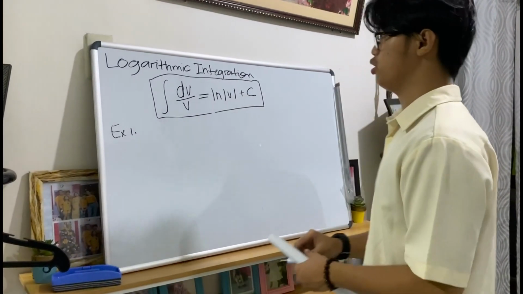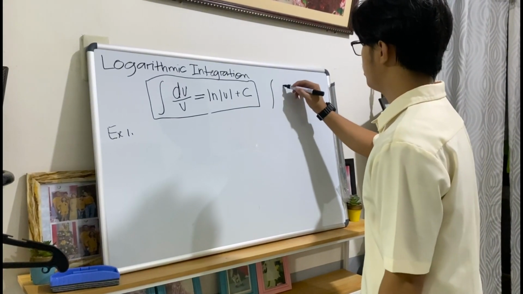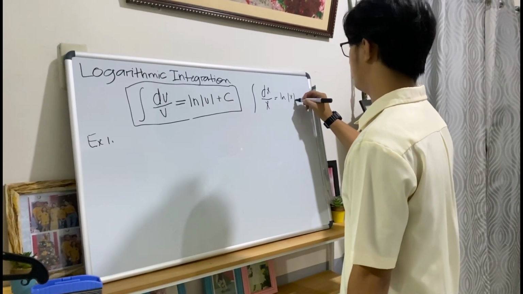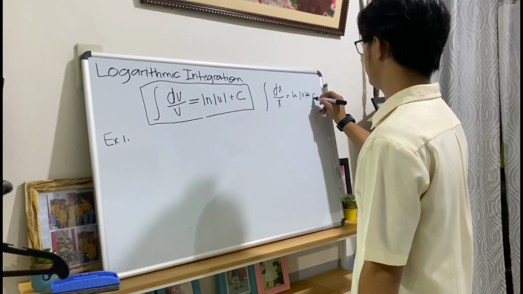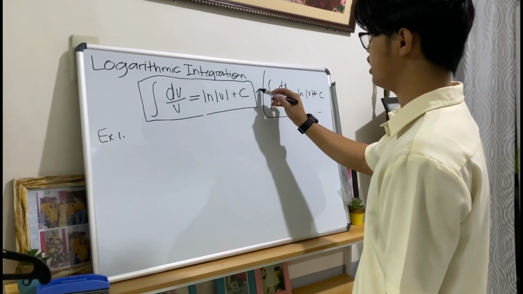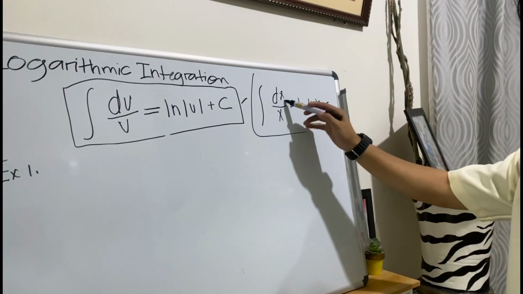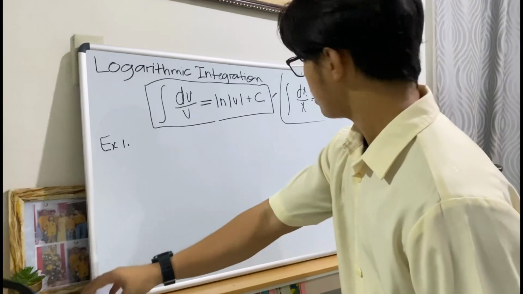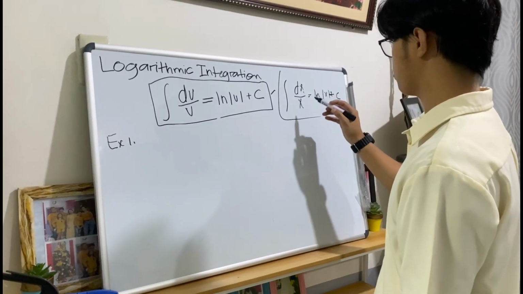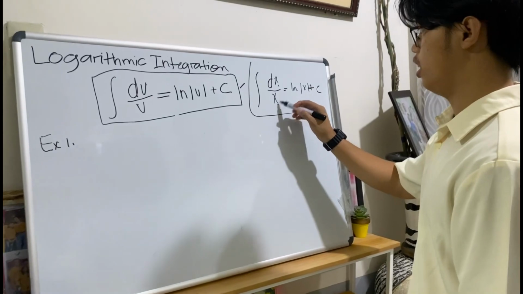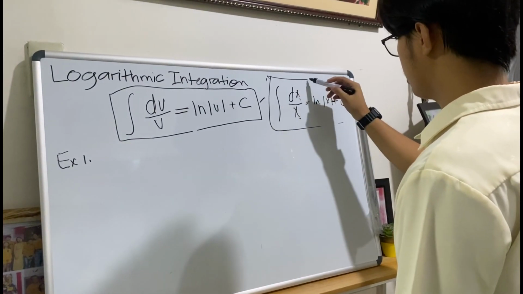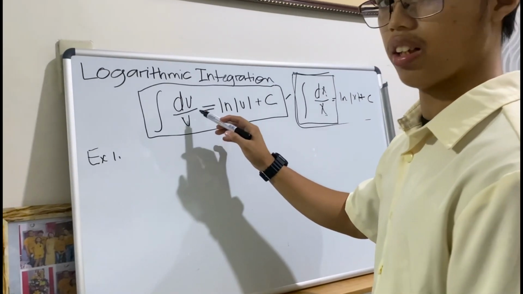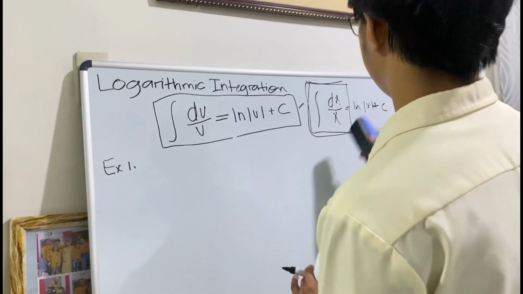If you are confused about dx over x to ln x plus c, this is just the same as this. We just use the variable x and u here, because if we let x be u, then our integrand here is just the same as our integrand here. So that's all.